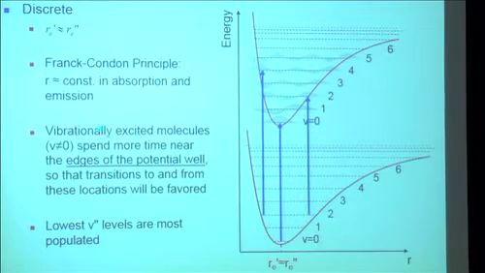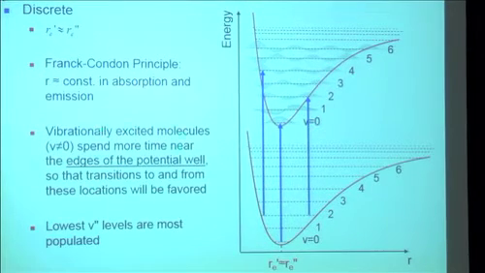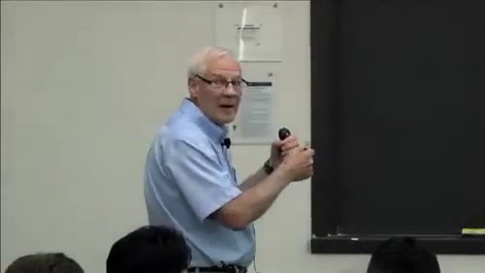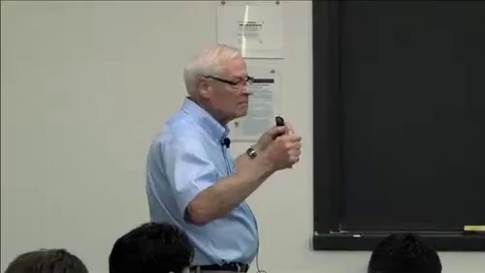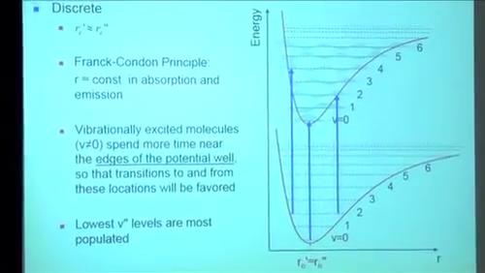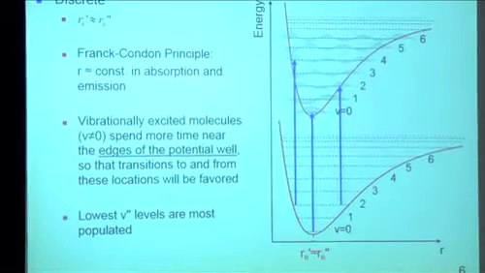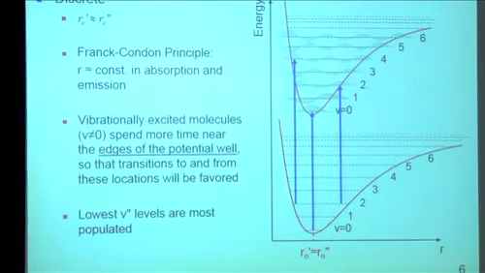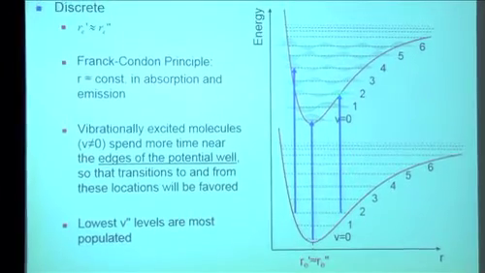Here's the idea. Vibrationally excited molecules spend more time near the edges. So you're out on a vibration, and then it takes a little while to turn around and go back. You spend time on the ends. And you can imagine that the longer the fraction of the time you spend there, the more likely that your transition will take place from there. And then you've got to go on a vertical line, so you've got to end up with another.